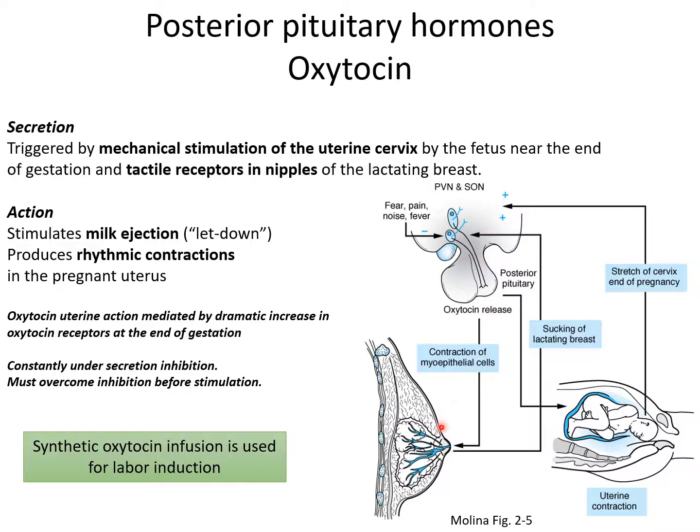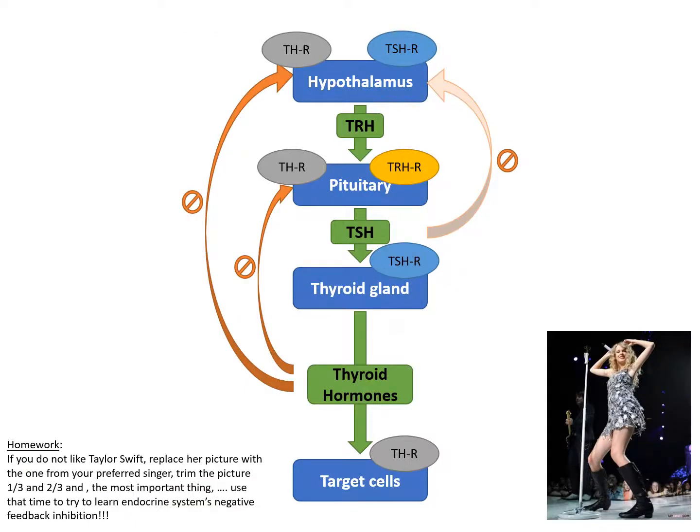That will cause the breast to release the milk. And I believe that is all. And here, this may be tested on. I can't remember how much he likes to ask this necessarily, but basically giving oxytocin is what is used to induce labor. So now we have thyroid hormones.